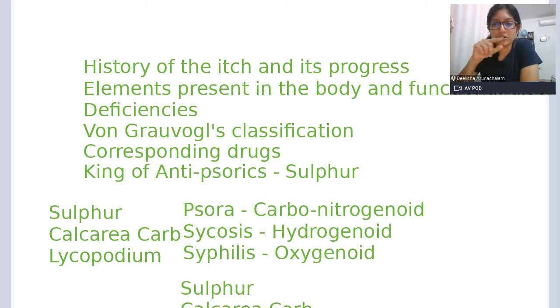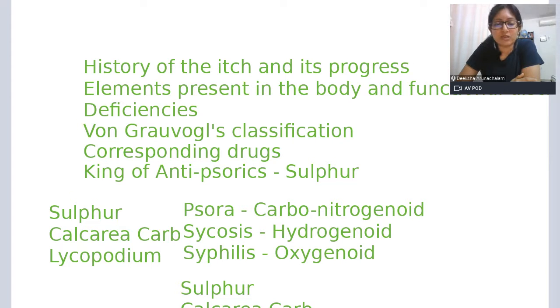You can all copy down what is put up here, because this is how we are going to study all the three miasms. The history, the development of the chronic disease, then the theme behind it, then the manifestations, von Grauvogel's classification, and corresponding drugs. Sometimes we can take one drug and understand the entire miasm because it's so easy to match the symptoms of the two. So take a screenshot or something and use this for your reference. It will help you out.